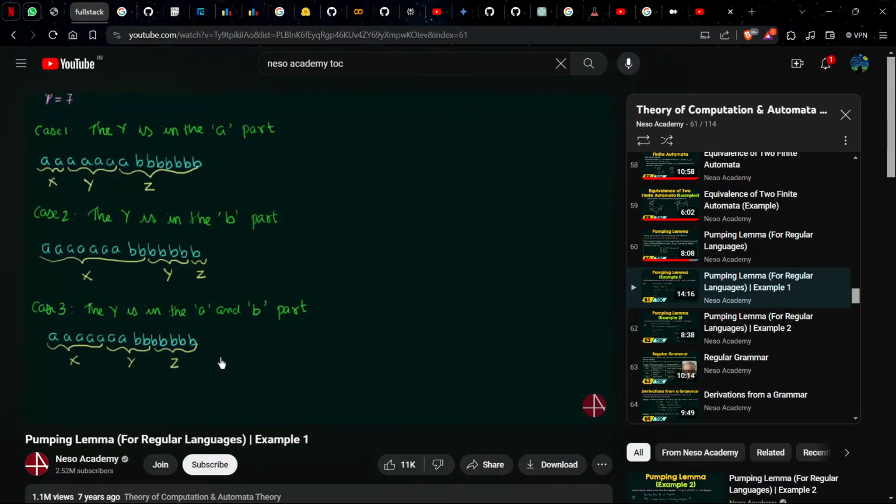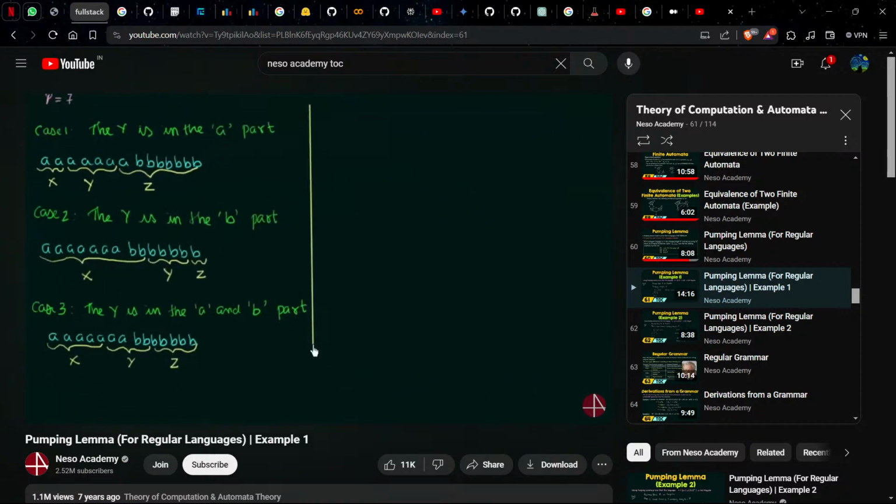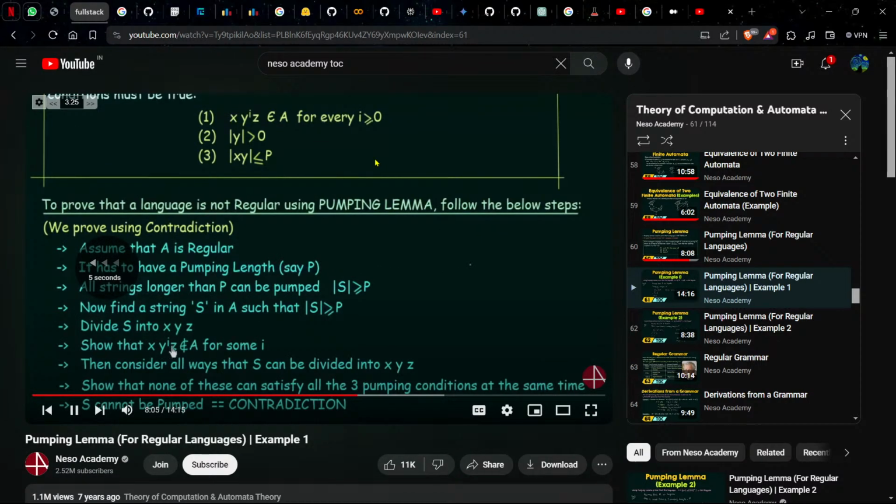z. Okay, now what do we have to do? Let's just go back and look again. So we divided s into x, y, and z. Now we have to show that x y raised to i z does not belong to A for some i. So let's do this. Okay, so coming to the first case, let me draw a line here, and let's do this.